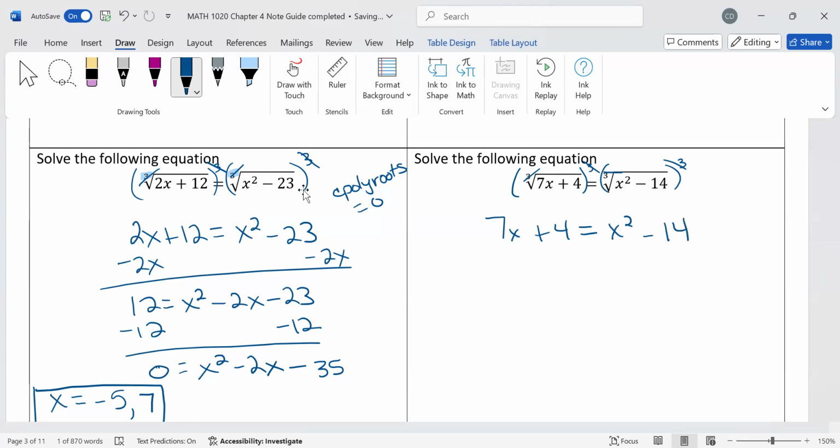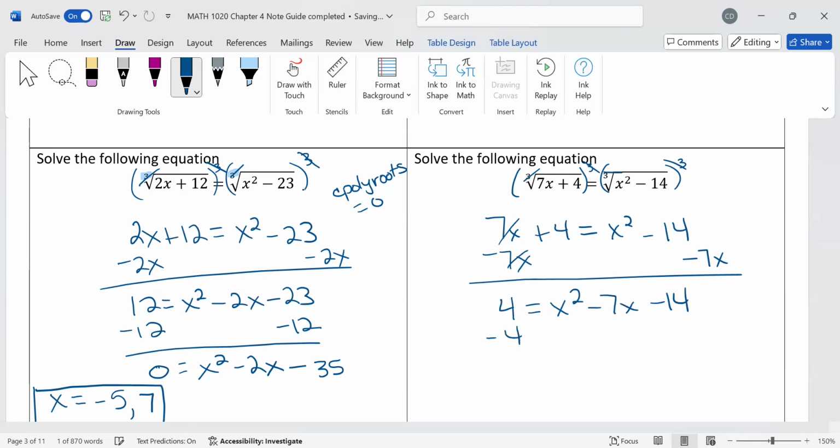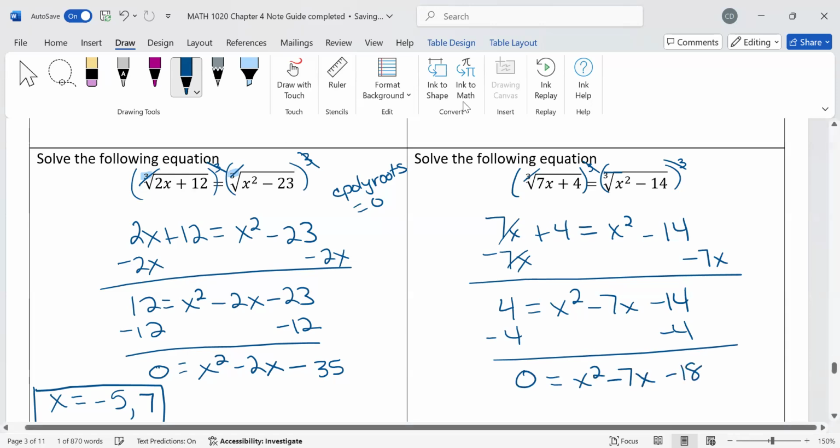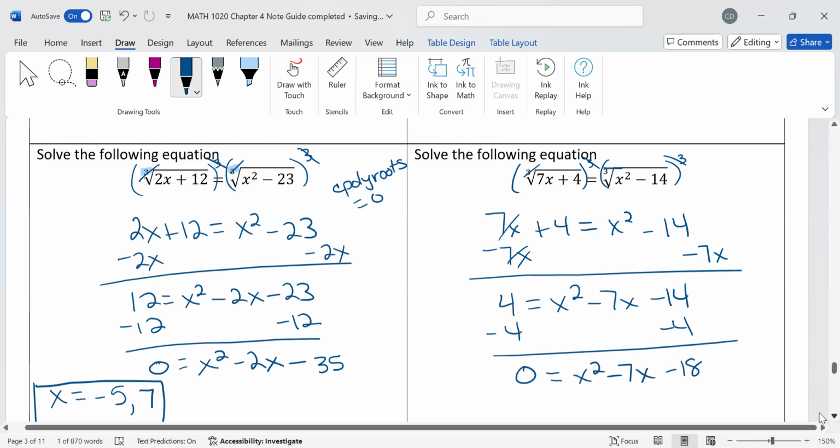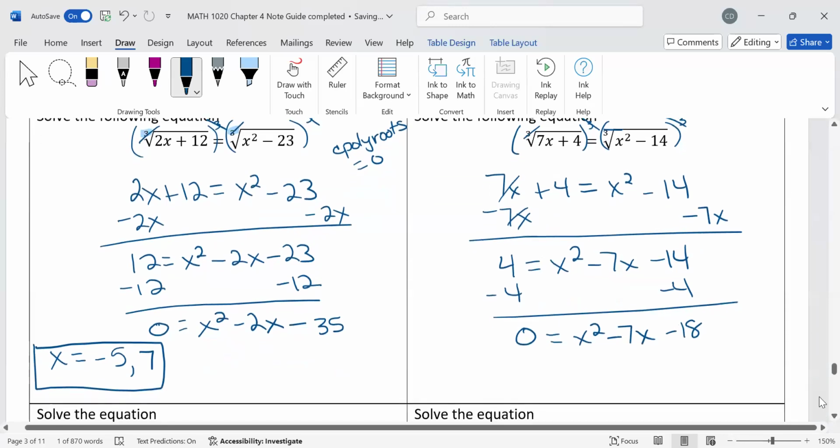Again, our highest power is a square. That means we're going to use C poly roots. In order to do that, it needs to be equal to 0. And it doesn't matter what side you move it to. And 4. Negative 14 minus 4 is negative 18. So we are going to throw this into C poly root.